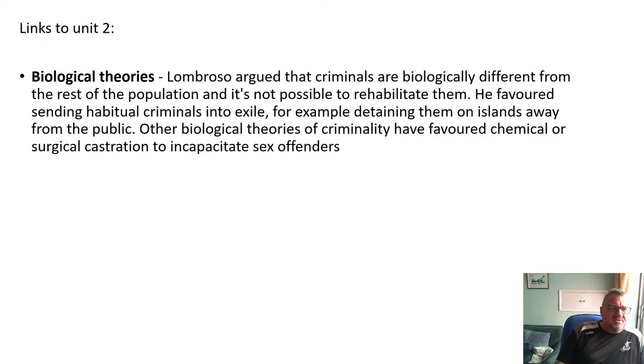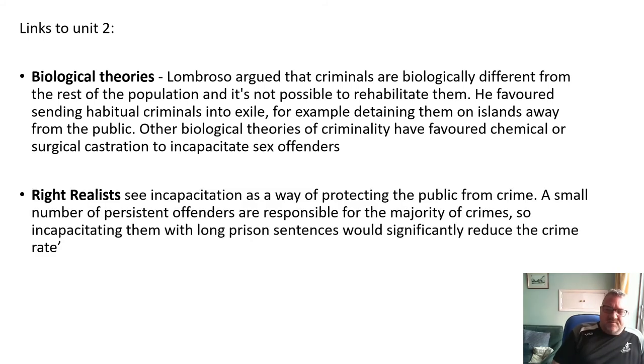How does this link to Unit 2? Well, biological theories. Lombroso believed that criminals were biologically different from the rest of the population, and so they couldn't be rehabilitated, and he advocated sending them away and putting them all on an island together, away from society. Other forms of biological theories would favour things such as chemical castration to incapacitate sex offenders. I've touched on that in earlier slides. If we look at right realism, realists would see incapacitation as a way of protecting the public from crime. They would argue you've got a small number of persistent offenders responsible for the majority of crimes, so you incapacitate them with long prison sentences, and by doing that you significantly reduce the crime rate.